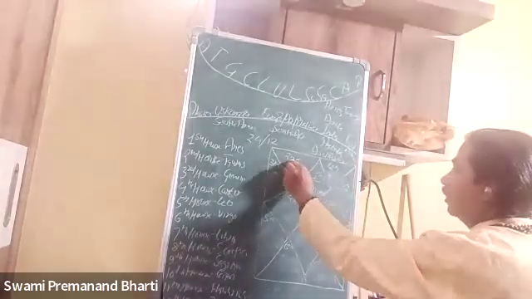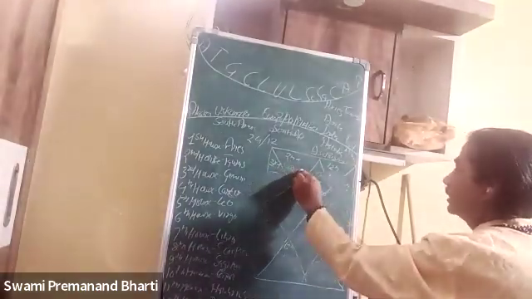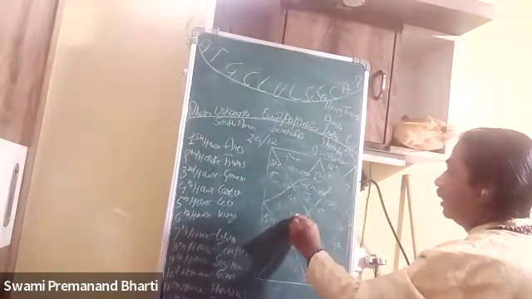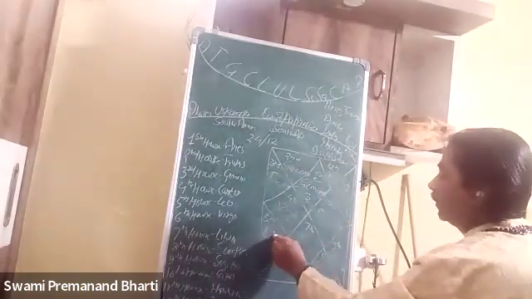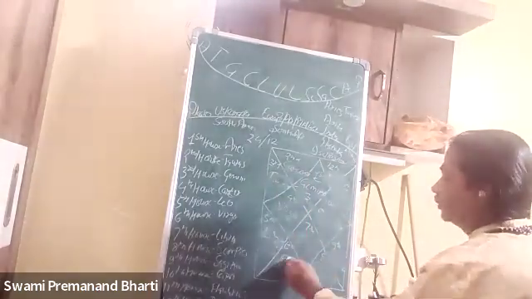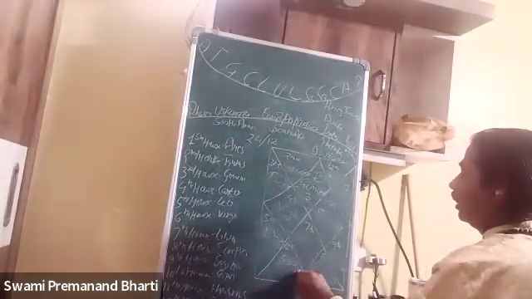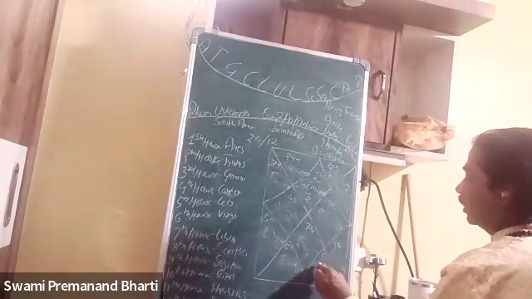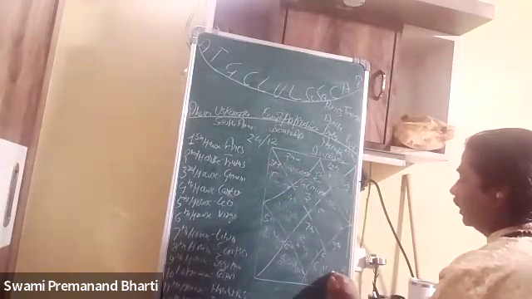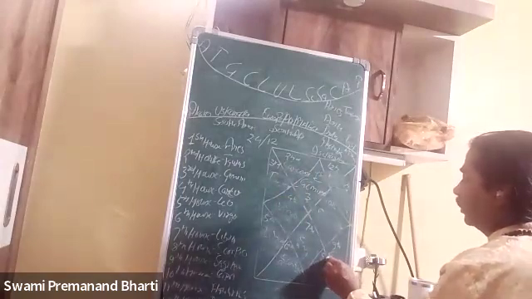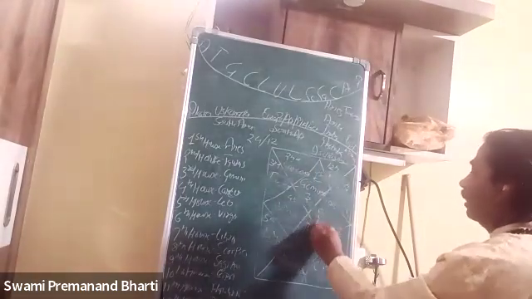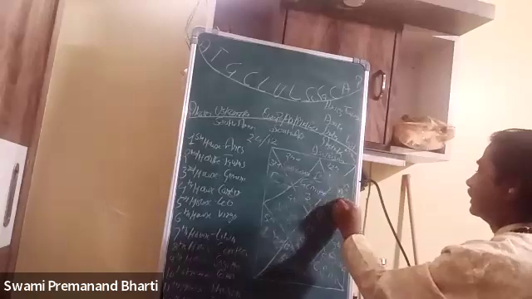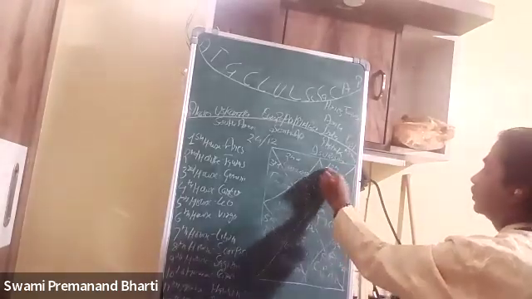And now the second house will have Cancer sign. Third house will have Leo. Fourth house will have Virgo. Fifth house will have Libra. Sixth house will have Scorpio. Seventh house will have Sagittarius. Eighth house will have Capricorn. Ninth house will have Aquarius. 10th house will have Pisces. 11th house will have Aries. And 12th house will have Taurus.